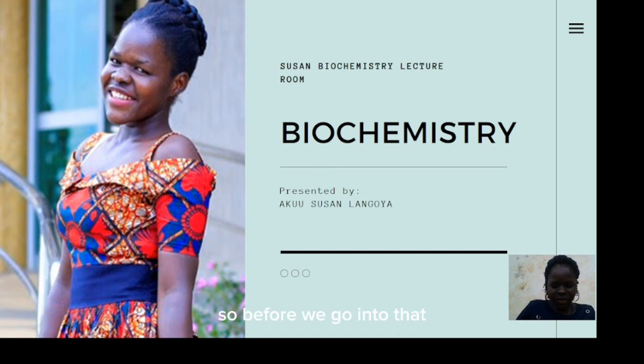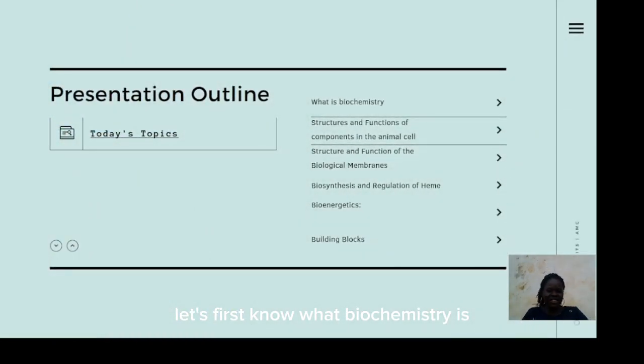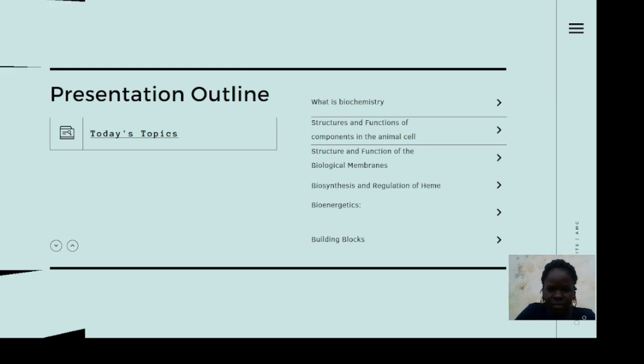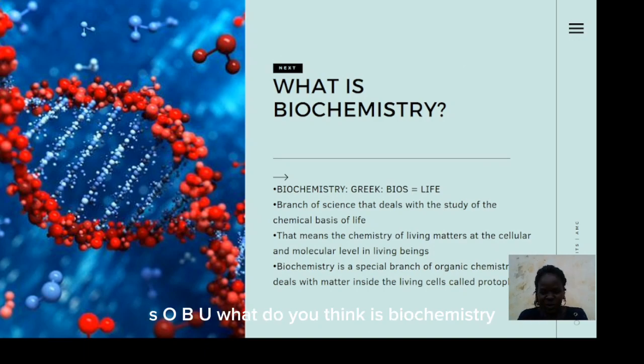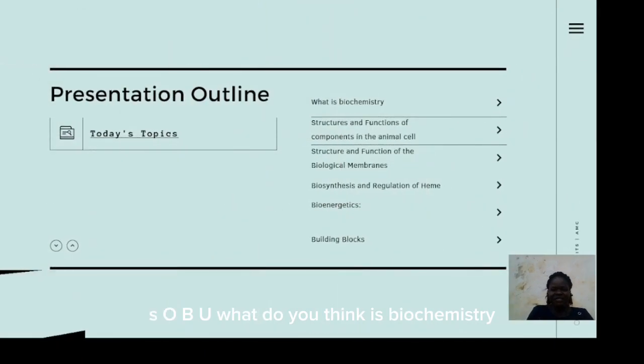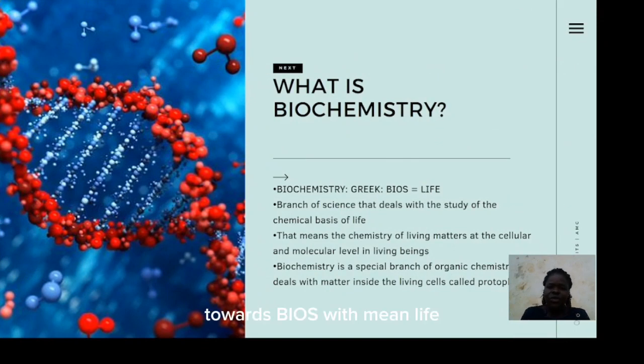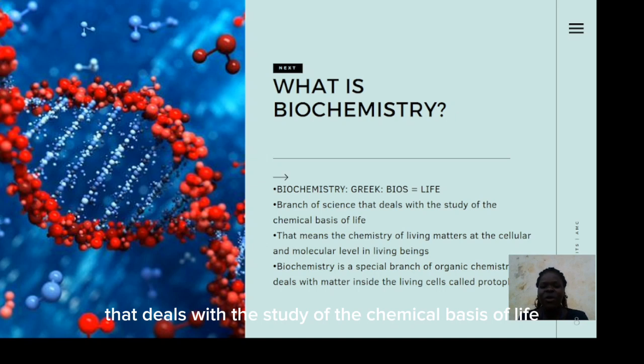So before we go into that, let's first know what biochemistry is. What do you think biochemistry is? Biochemistry comes from two words: bios, which means life, and chemistry, of course, is another word. It is a combination of two words. So since bios means life, biochemistry is a branch of science that deals with the study of the chemical basis of life.